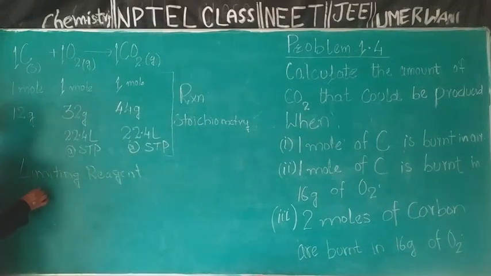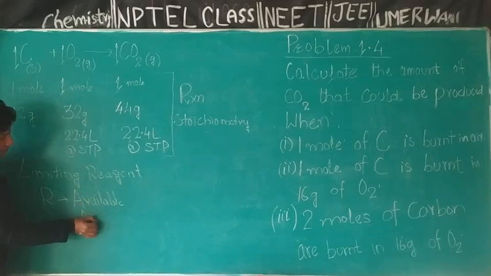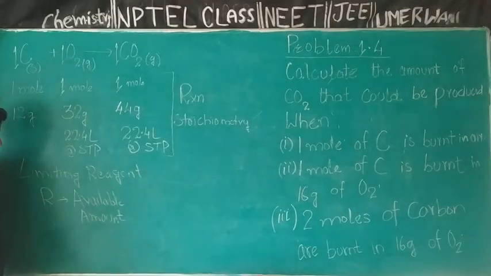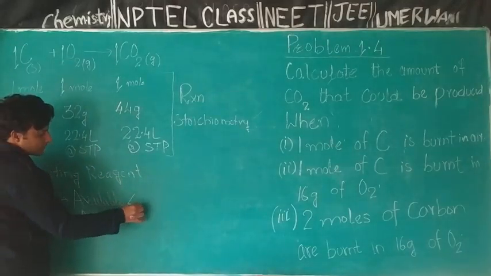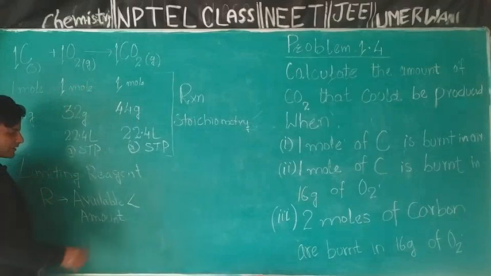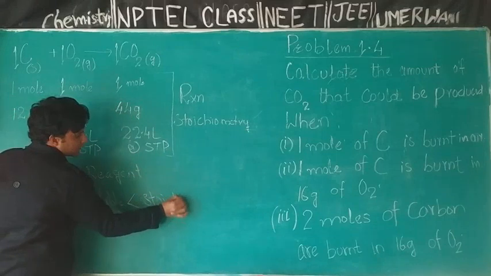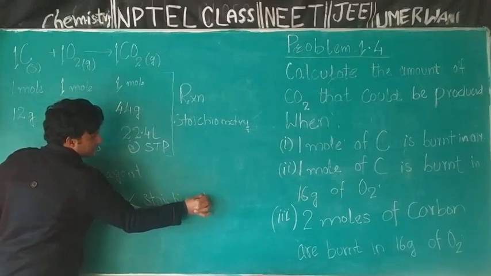That reactant whose available amount, which can be in terms of moles, mass, or volume, is less than the stoichiometric amount required as demanded by the balanced chemical equation.